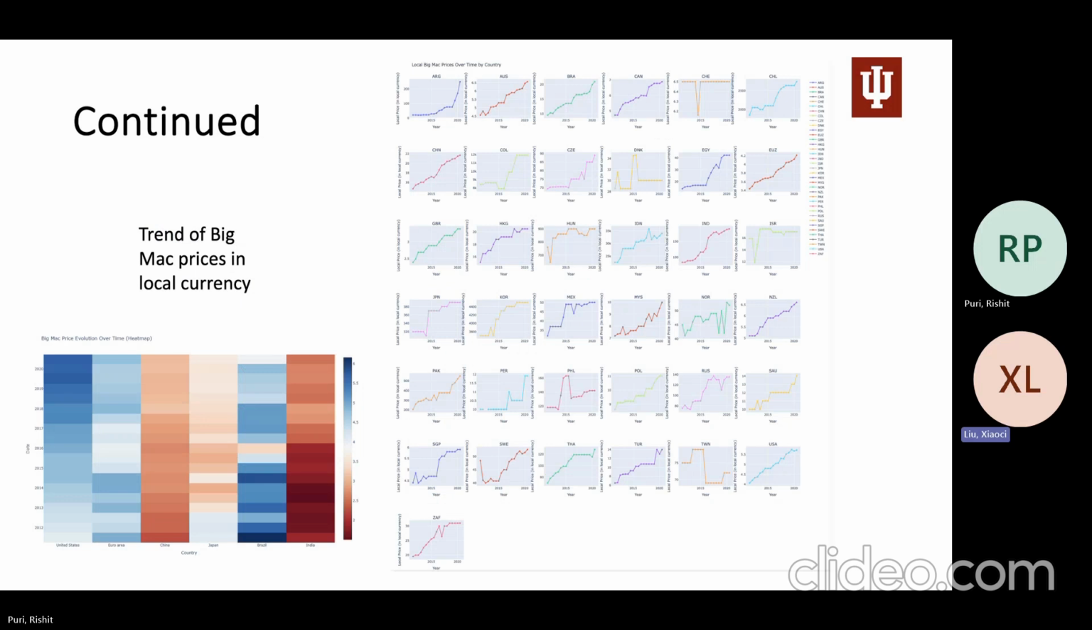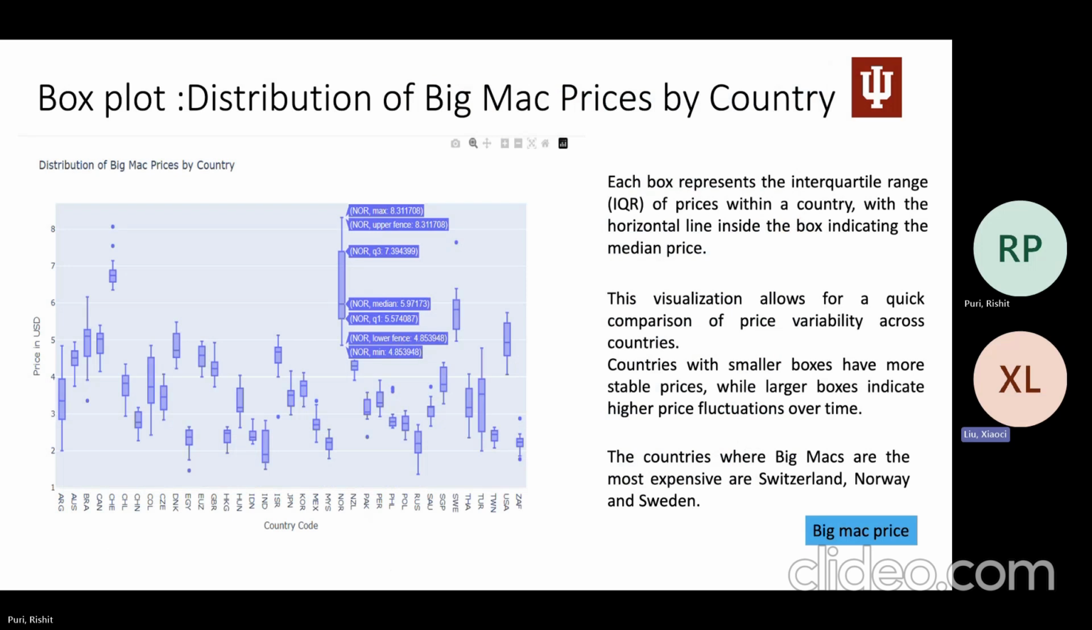We also utilize a heat map of the Big Mac price from different countries to examine the evolution trends over time. The Big Mac distribution box plot allows for a quick comparison of price variability across countries. Countries with small boxes have more stable prices, while larger boxes indicate high price fluctuations over time. The countries where Big Macs are the most expensive are Switzerland, Norway, and Sweden.